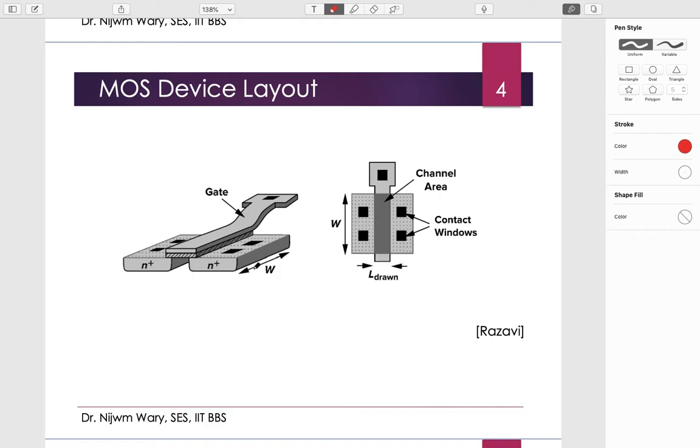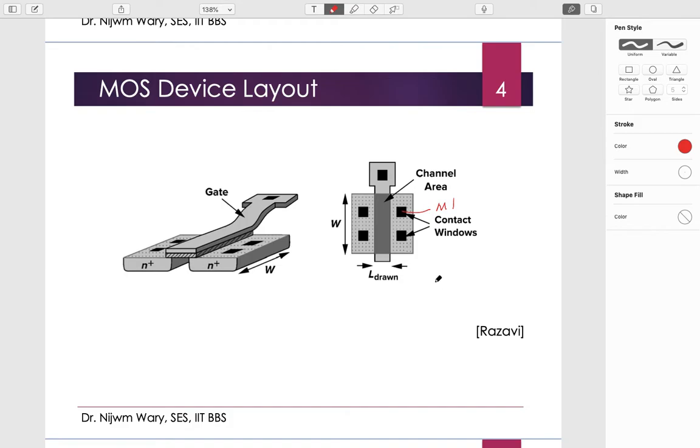As we have seen multiple times, we know this is the source drain region, this is the gate, and this is the oxide, and these are the contact windows, or the metal contacts where the source and drain will be connected to the metal layers. Generally first it's connected to M1, right, from here, and then it can be connected to higher layers.